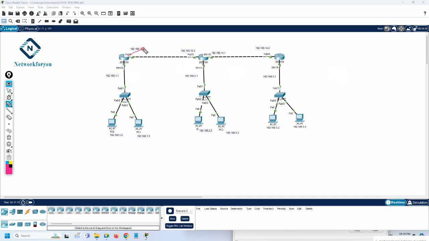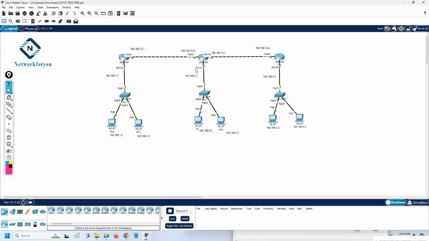Yes, the directly connected interfaces should be in the same network. If you are connecting, this side should be the same, and here this side should be the same. Here should be different, here should be different. But directly connected, this and this should be the same. Maybe that's why you have the issue. So now we corrected the IP.